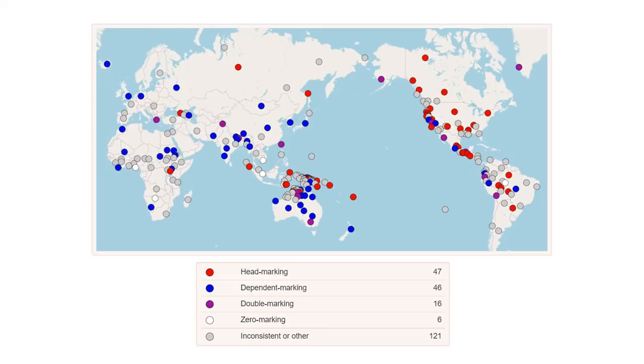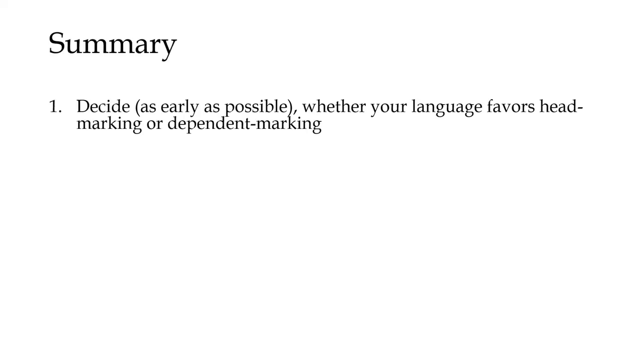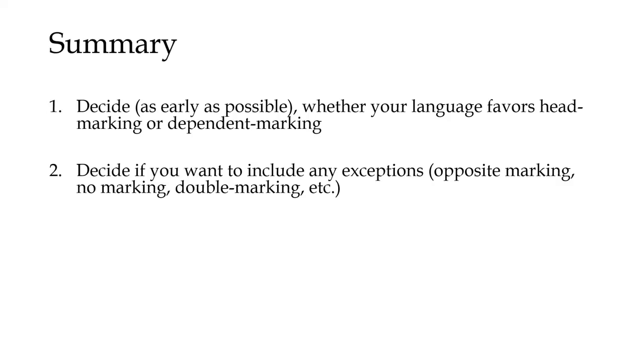Whether a language is head marking or dependent marking will go a long way to determine many aspects of its grammar, so when making a conlang, it's worth bearing in mind from the very beginning. Specifically, decide, ideally as early as possible, whether you want your language to favour head marking or dependent marking, but also decide if you want to stick to the prototypical marking systems or include any exceptions, such as choosing a specific type of phrase that marks in the opposite way to other phrases, or that takes no marking or even double marking.